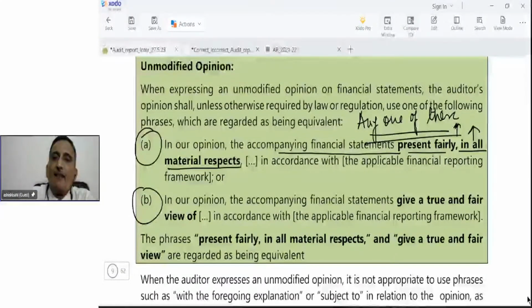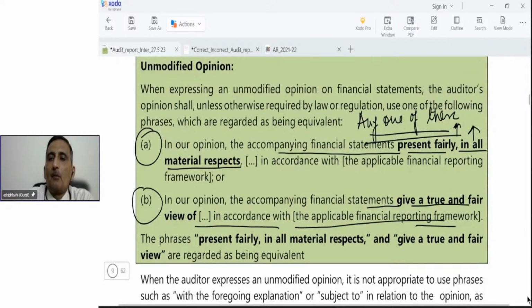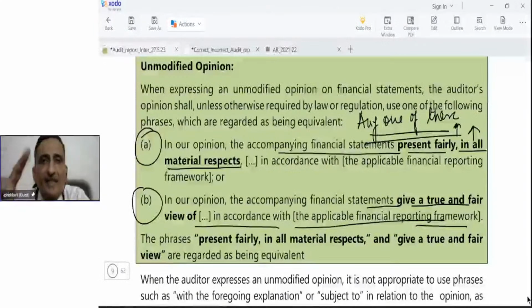Or in our opinion, the accompanying financial statements give a true and fair view in accordance with the applicable financial reporting framework. So in accordance with SA 700, if either of these two lines is used, these both convey the same meaning. This means that the auditor has given an unmodified opinion. When we say that financial statements reflect a true and fair view of the state of affairs of the company, it means that I am giving an unmodified opinion.